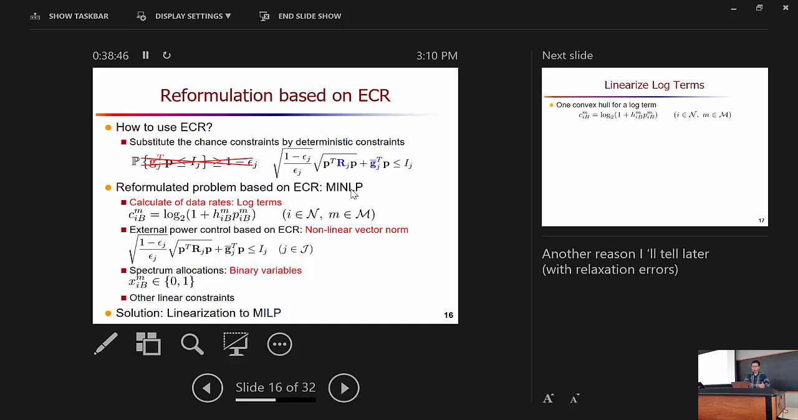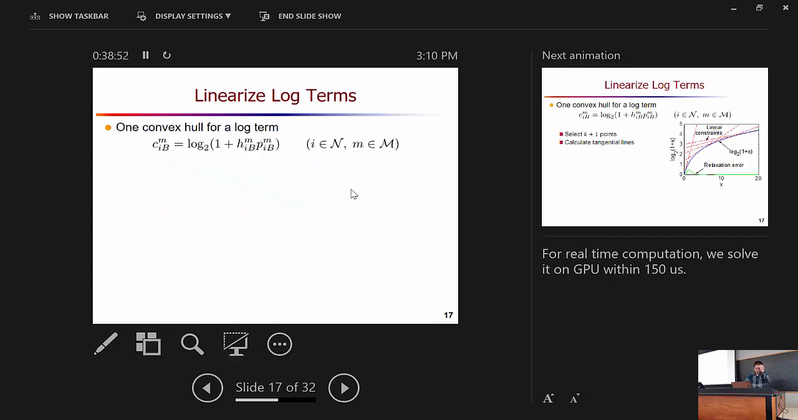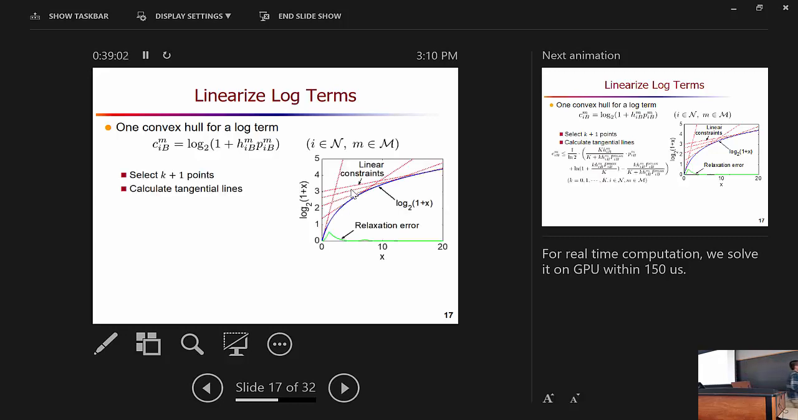So a good thing for the third step is that we need to linearize and make it a mixed integer linear program. There are basically two parts to do that. One is the log term, so you need to do some kind of convex hull. We have a log term, and we use a series of lines to approximate the log term. It's a standard thing you do with log terms. Of course, there will be some relaxation errors, but the more lines you add, the less error you have.